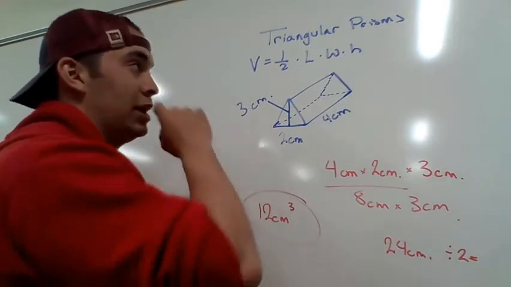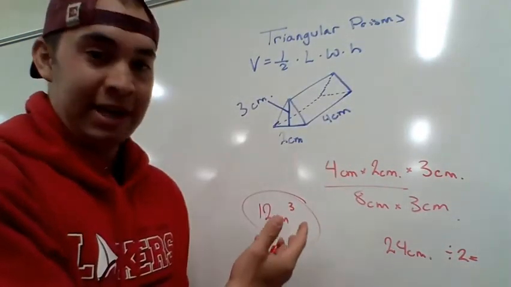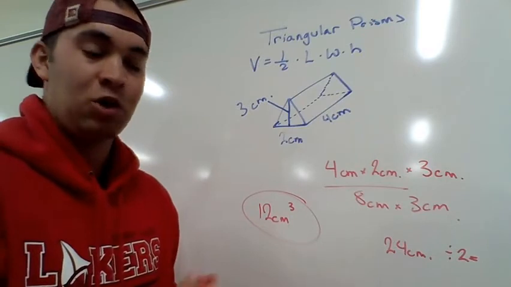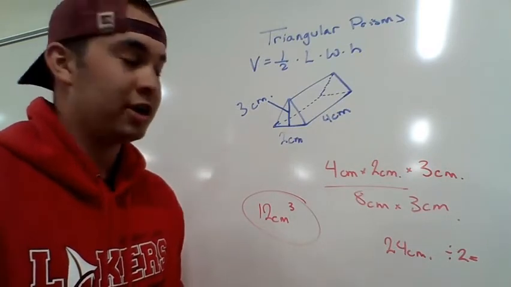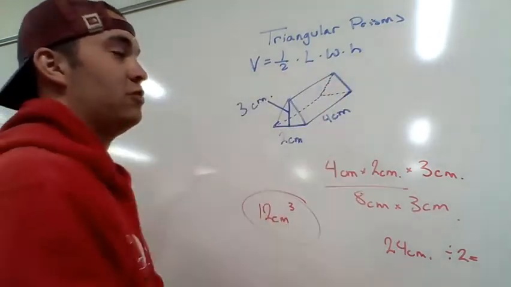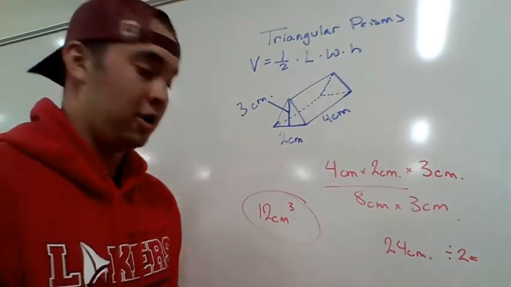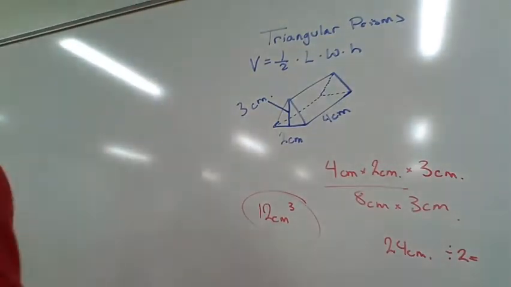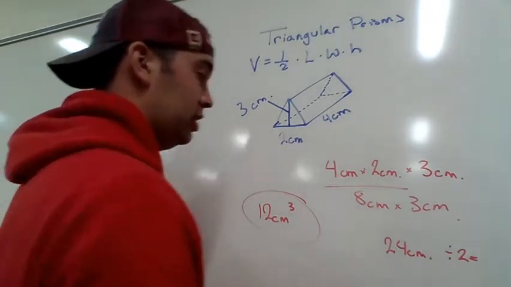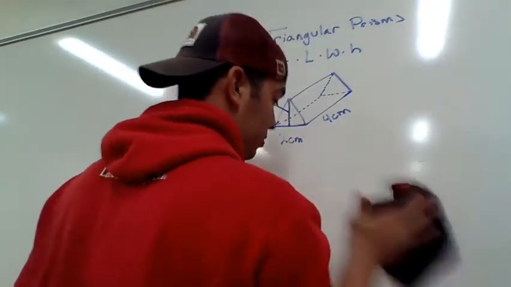So that's triangular prisms. Note, that's a pretty important equation to write down when you're doing triangular prisms. So don't be afraid to write that down somewhere on a piece of paper, on notes, or anything like that. Next one, I'm going to draw this next one, so bear with me here.